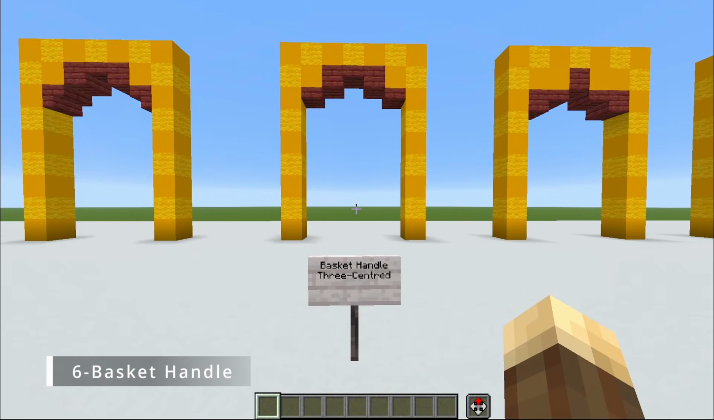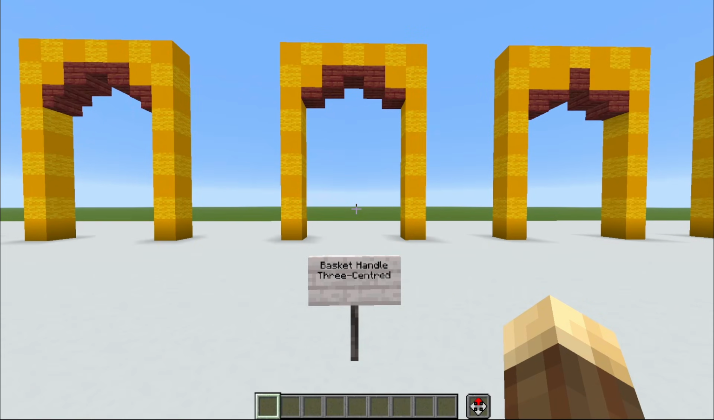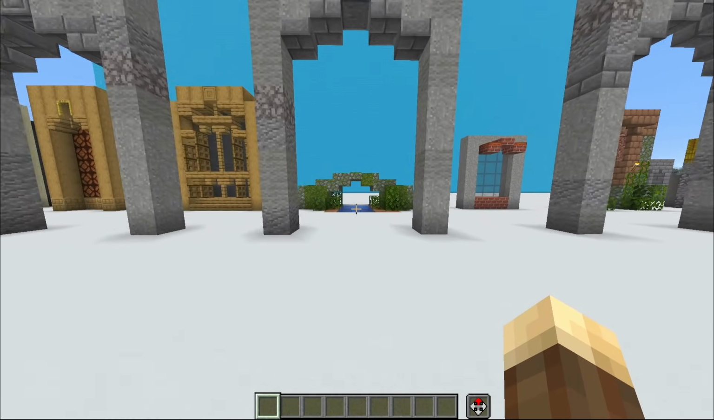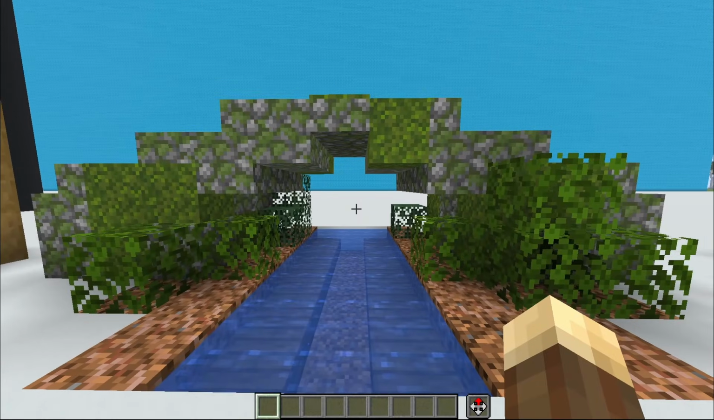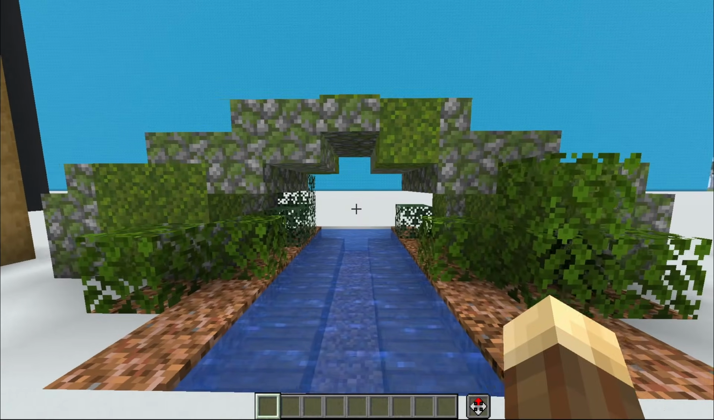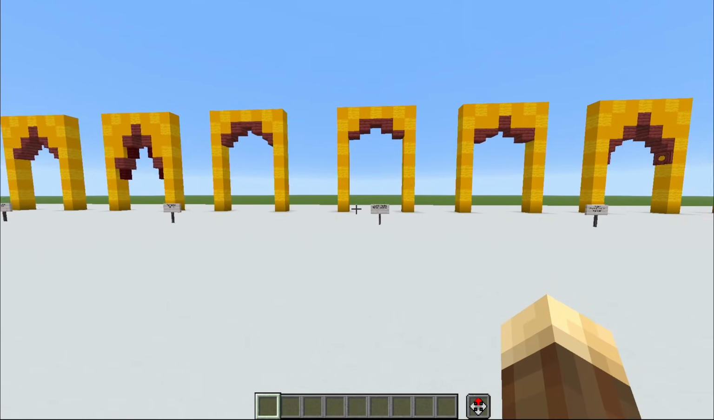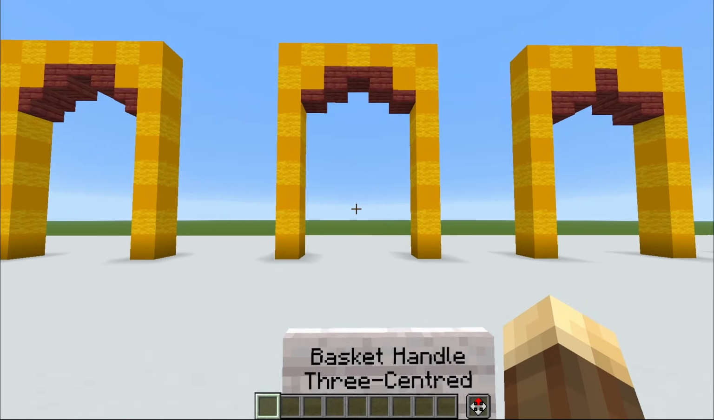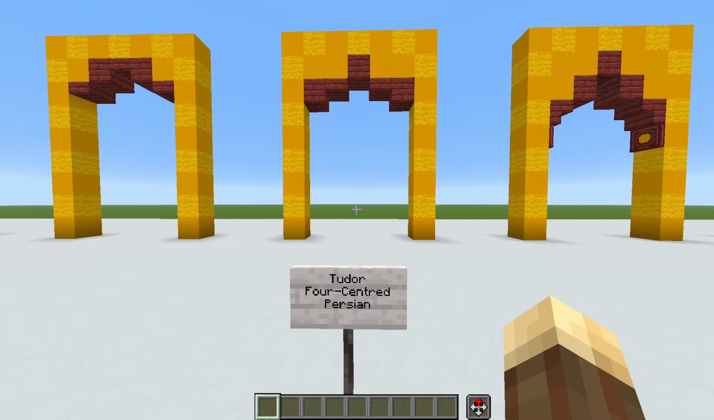At number 6, we have the basket handle or three-centered arch. This one is also going to be very commonly used in bridges. If you see behind me, we have gone for a basket handle arch for this little mossy cobblestone bridge we have here. So again, the benefit of doing this is that we don't have to go for a full arch and use up all that material. We can go for something a little bit more slender. Referring to the three center part, I'm going to put up a diagram now showing where the three circles in this arch are. At number 7, we have the Tudor arch, also known as the four-centered or Persian arch.